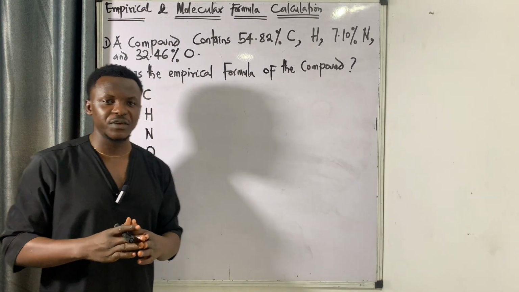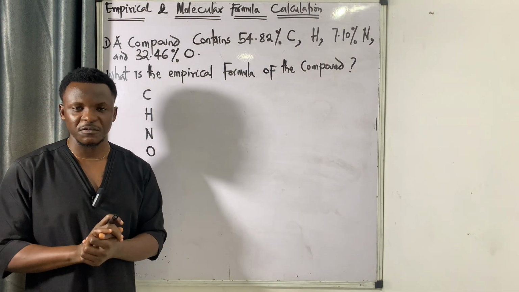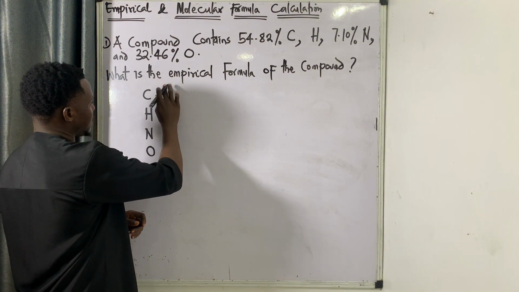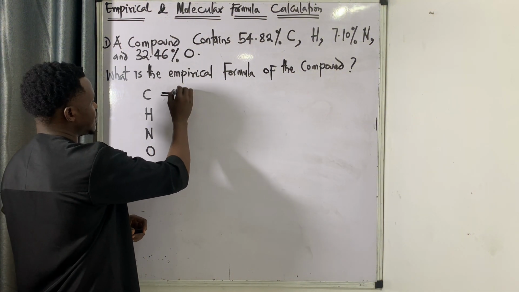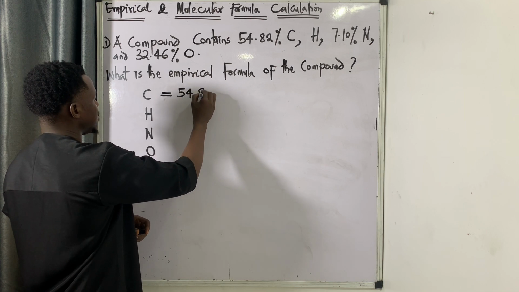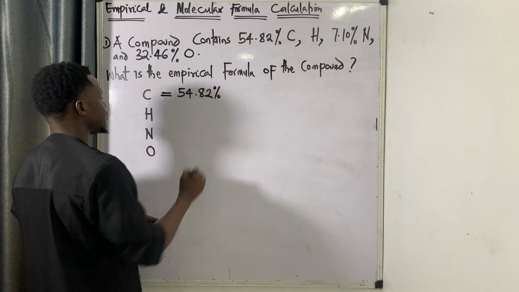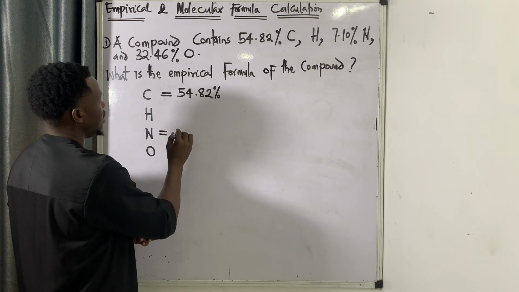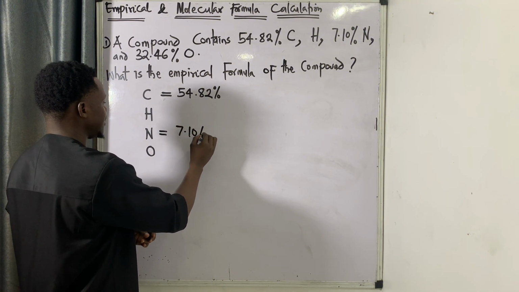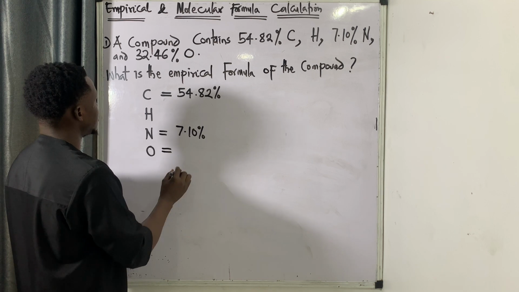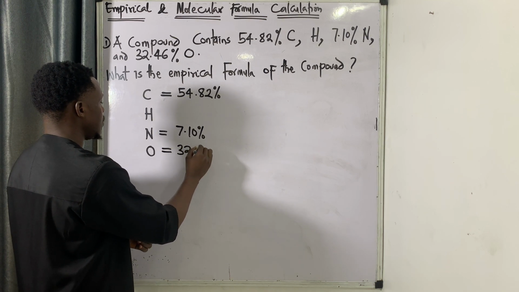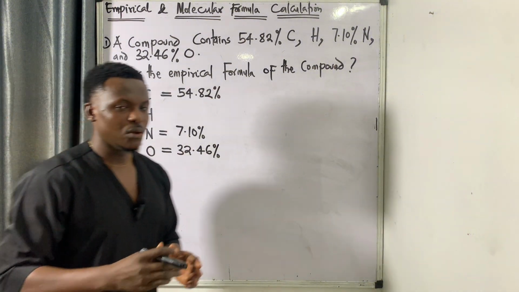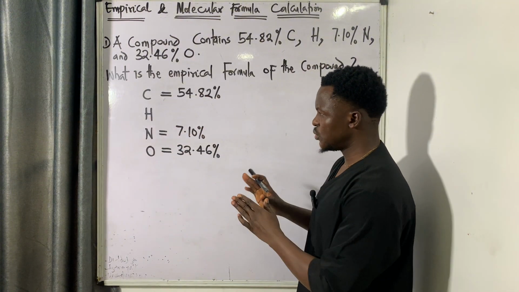Now, the composition of this compound is given to us in terms of percentage. Okay, now they told us that percentage of carbon is 54.82%. They did not give us that of hydrogen. That of nitrogen, they gave us to be 7.10%. That of oxygen, they gave us to be 32.46%. Now, what exactly are you going to do here?